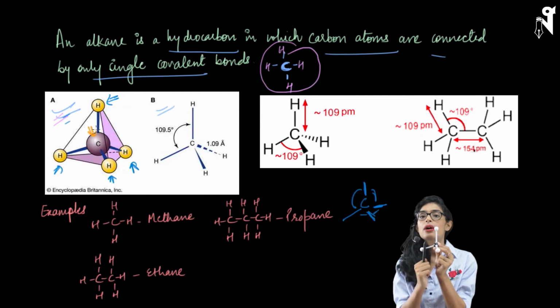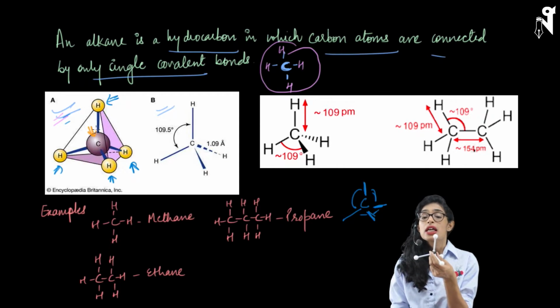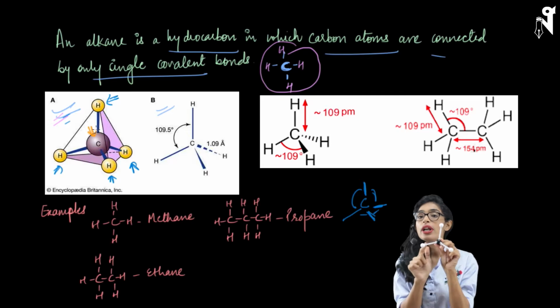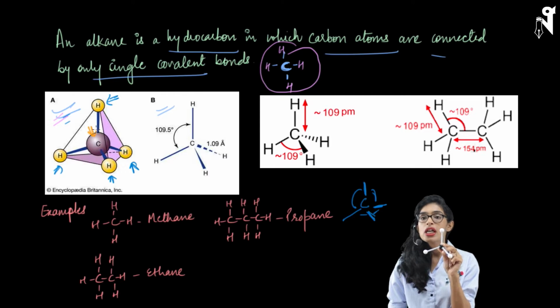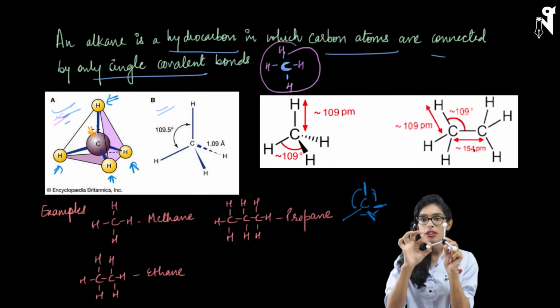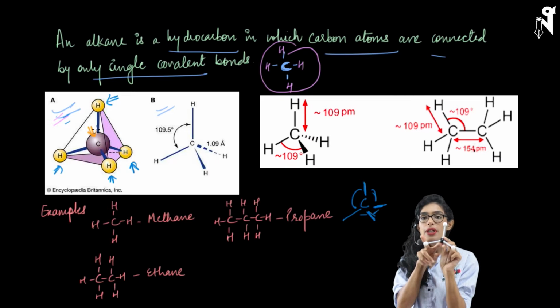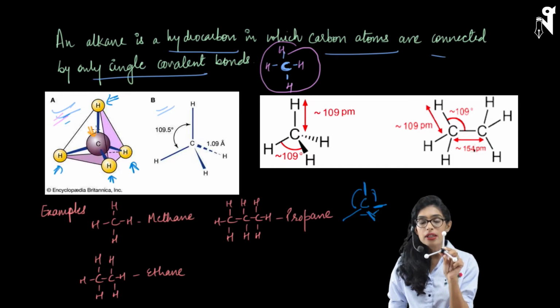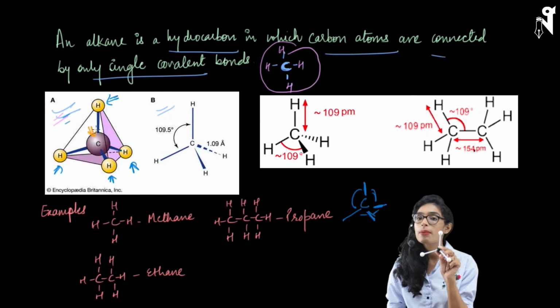So these angles are going to remain the same, as well as the distance of carbon and hydrogen. You can say this white color thing is the bond, and this bond length is also going to remain the same in the case of all four hydrogens. This distance between carbon and hydrogen is called bond length, whereas the angle between one carbon hydrogen bond and another carbon hydrogen bond is called bond angle. Bond angle as well as bond length is going to remain the same throughout.